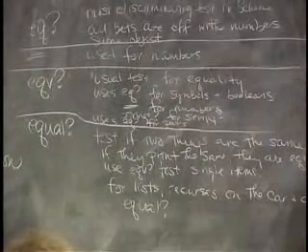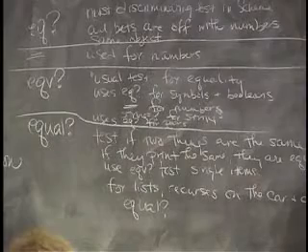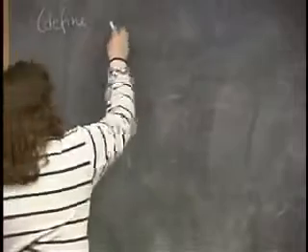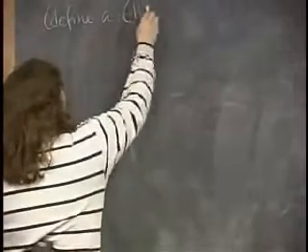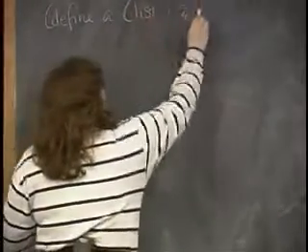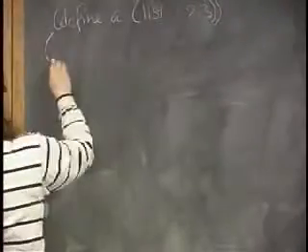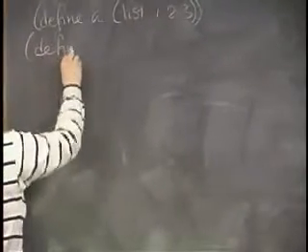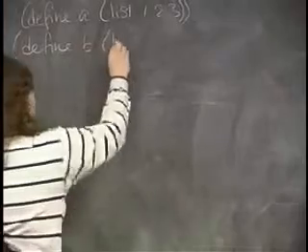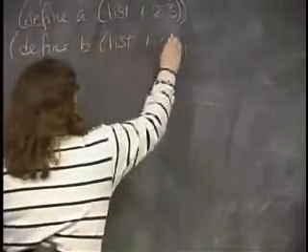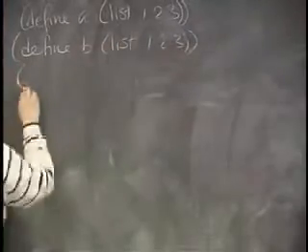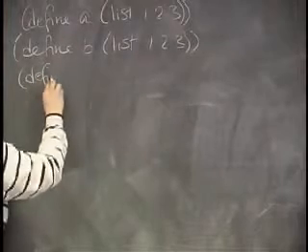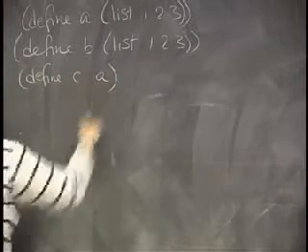So let's look at a few examples. Let me define three lists. These are also on today's handout on page 2. Define A to be the list 1, 2, 3. And define B to also be the list 1, 2, 3. And I'm going to define C to be A.